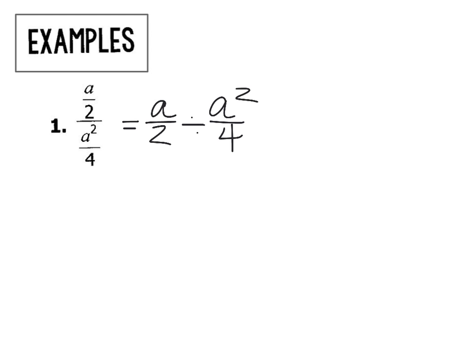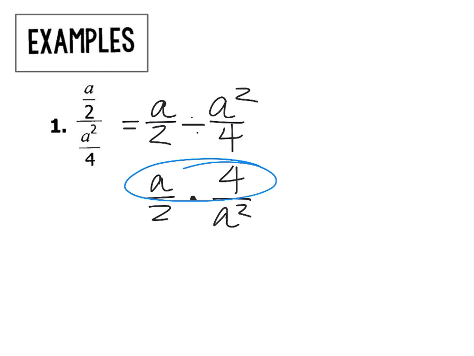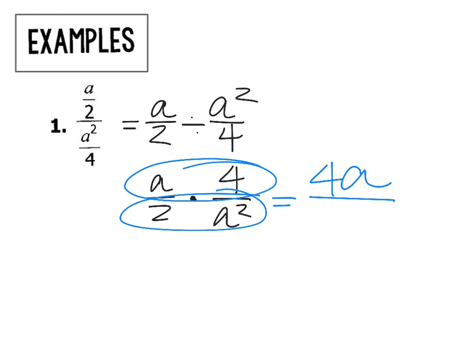Now when we've got two fractions or two rational expressions, we're dividing. Next thing we want to do is copy, change, change. Copy the first one, change the sign to multiplication, flip the second one. Okay, so we're going to copy a over 2, change it to multiplication, flip our second fraction, or second rational expression. Now we're just multiplying straight across. Multiply the numerators together, we get 4a. Multiply the denominators together, we get 2a squared.